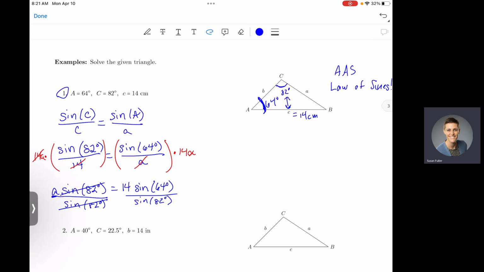All right, so we're going to do 14 times the sine of 64 degrees divided by the sine of 82 degrees. And so when I do that, I get 12.7. Alex will tell you where to round on a test or a quiz. I will also tell you where to round. It looks like 1 decimal place is convenient here for us, so I'm just going to round to 1 decimal place. So A is equal to 12.7 centimeters.